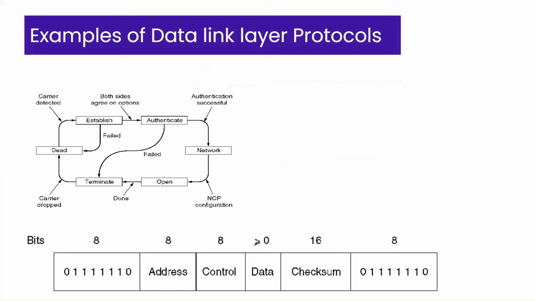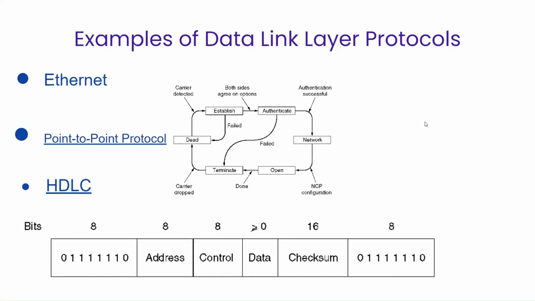So, examples of data link layer protocols. We have the Ethernet, which is a data link protocol, point-to-point protocol, and HDLC, with diagrams illustrating these protocols.